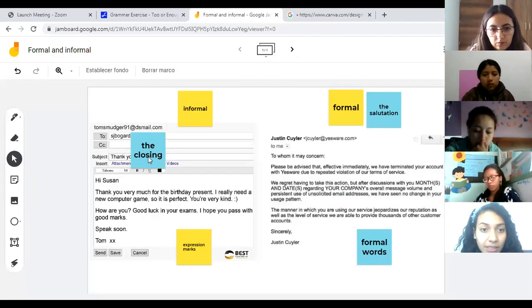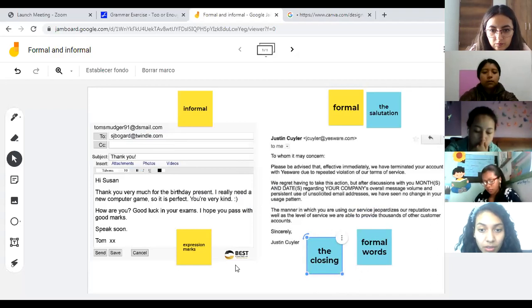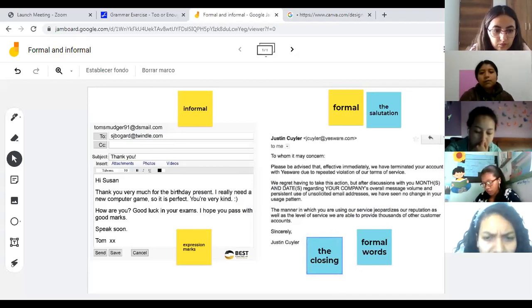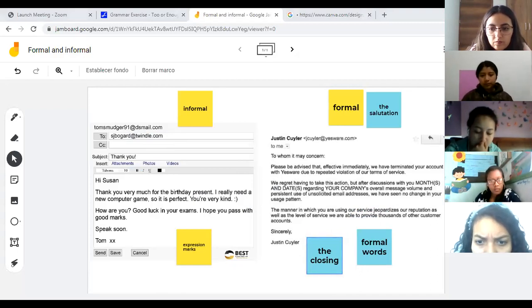You noticed the differences, which are very important to notice. Can you see anything else? ¿Algo más tal vez que se me pase por alto? Anything else? Oh, somebody wrote in the chat. Let me see.